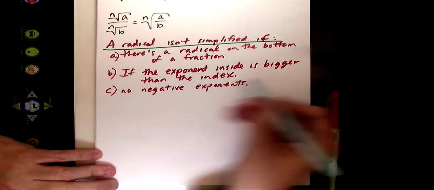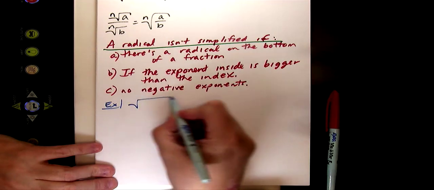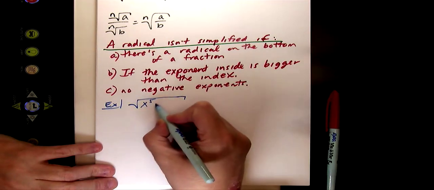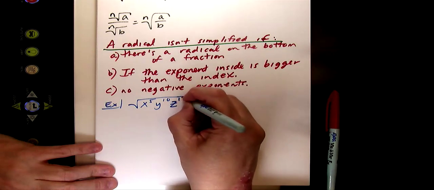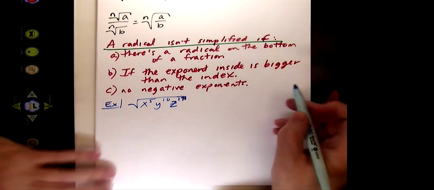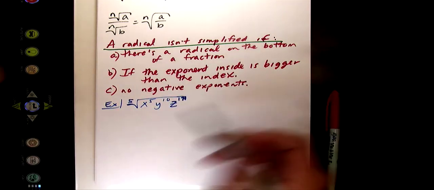So if we have the square root of x to the 5th power, y to the 10th power, z to the 17th power. Let's say the 5th root, not square root, let's say the 5th root.